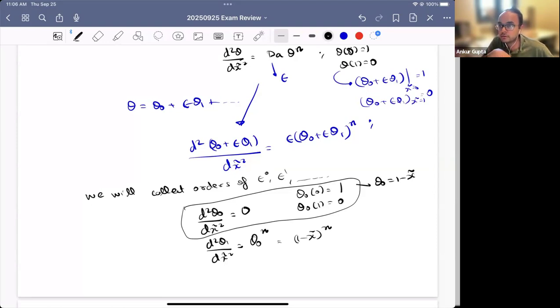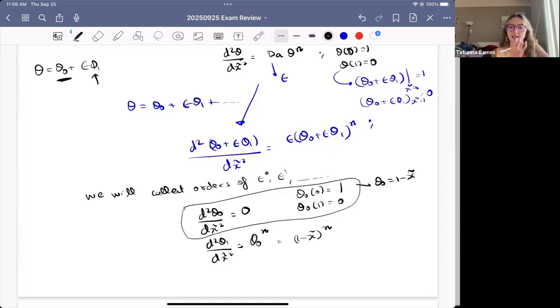So when I write back my full concentration, when I say theta is equal to theta naught plus epsilon theta 1, this term is constant, but this one is going to be dependent on the n. Does it make sense? Yes, I understand that. And so you will not get any kind of this nth order calculation.